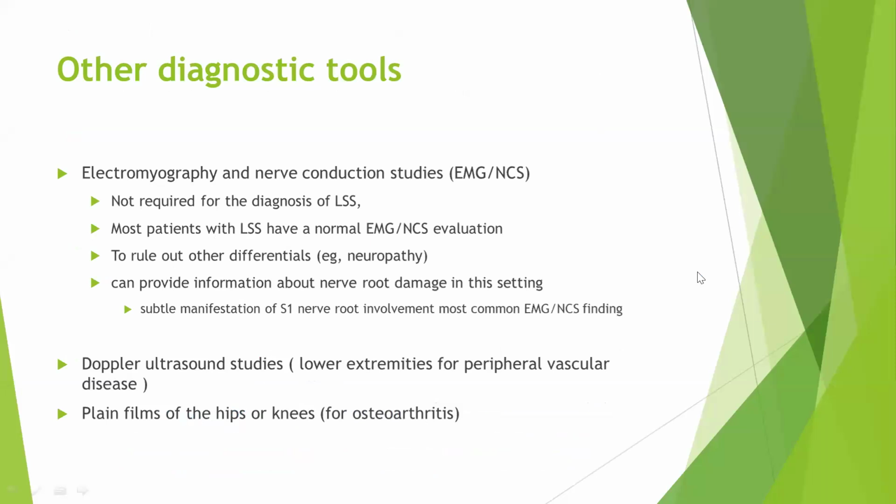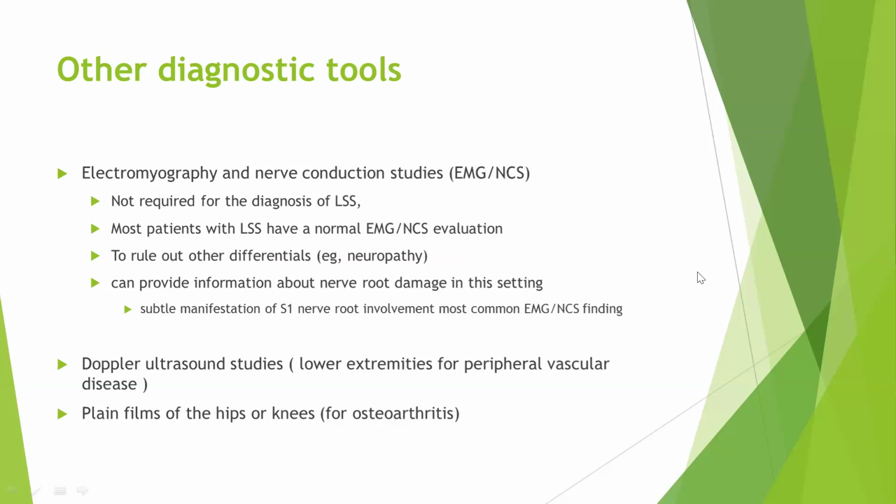So now we move on to other diagnostic tools, because we talked about the differentials, and one of the differentials was polyneuropathy, diabetic polyneuropathy, peripheral neuropathy, which can sometimes mimic or can become a little confusing for clinicians. So for the diagnosis itself, EMG and nerve conduction studies are not required for lumbar spinal stenosis. However, if you're strongly suspecting other neuropathies, then to rule out those differentials, one can do that.